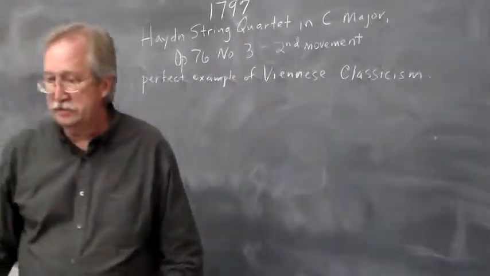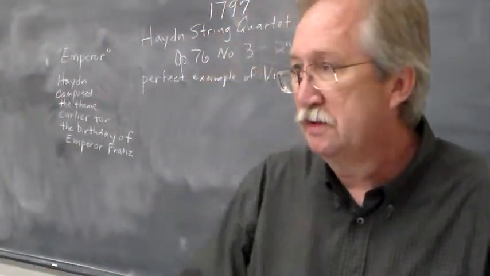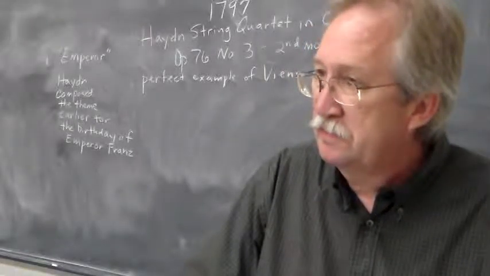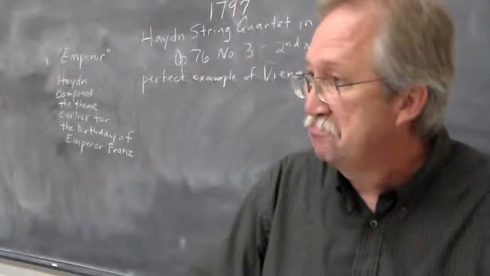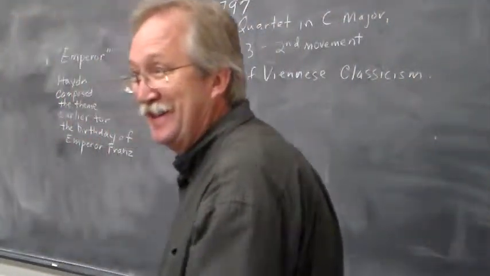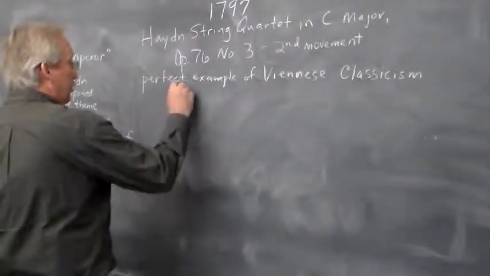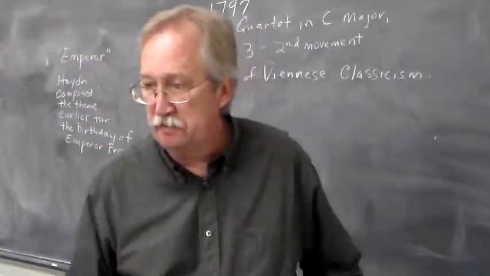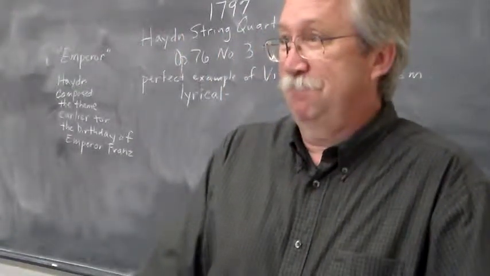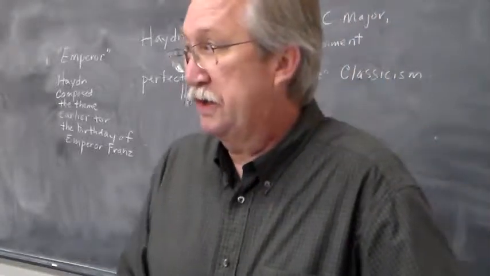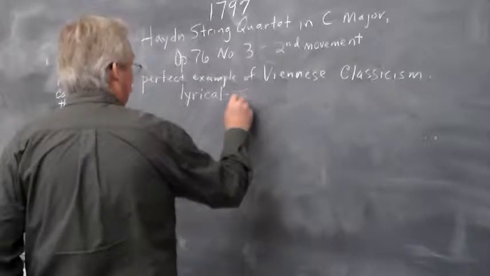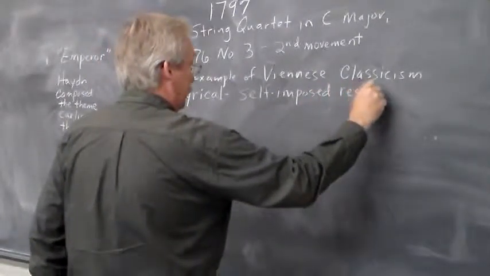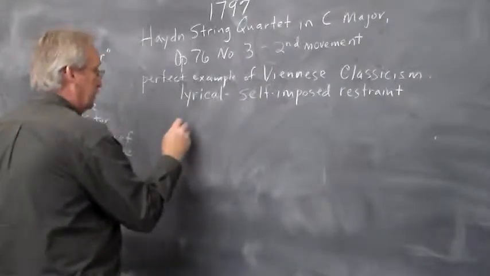What are some terms that would describe the character of a slow movement in a Viennese classical work like this? So what are some terms? Lyrical. Oh, okay, lyrical. How about the idea of emotion? Usually we use terms like self-imposed restraint. And there's a sense of gracefulness.